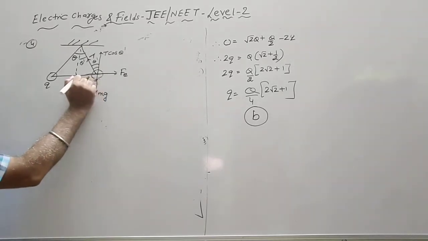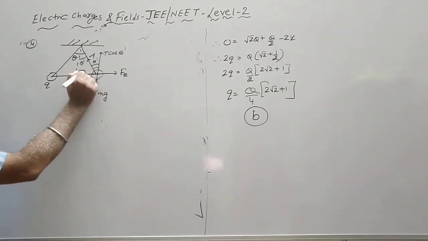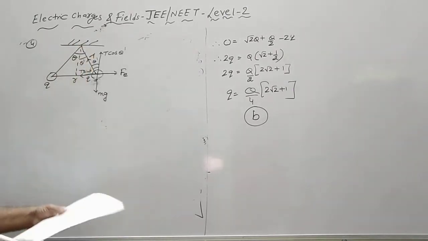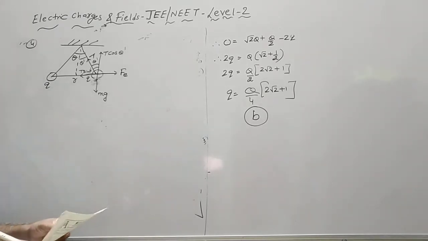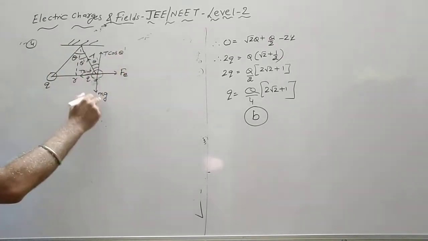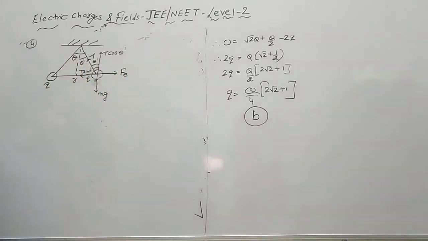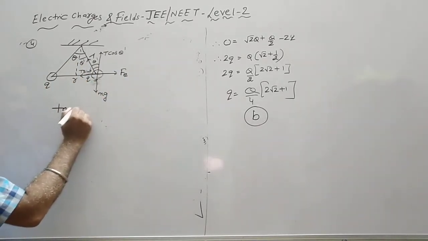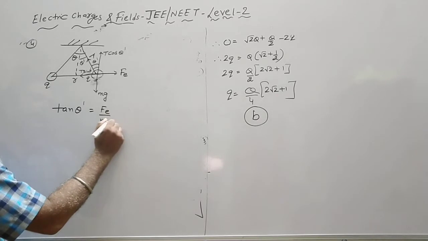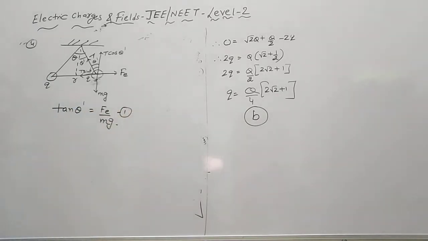And this component is T sin theta dash. Now it is given that the angle theta between the strings remains the same, so we have to take half of it as theta dash. So T cos theta dash is equal to mg, and Fe is equal to T sin theta dash. If you take this ratio, we have already done this: tan theta dash is equal to Fe upon mg. This is our equation 1.